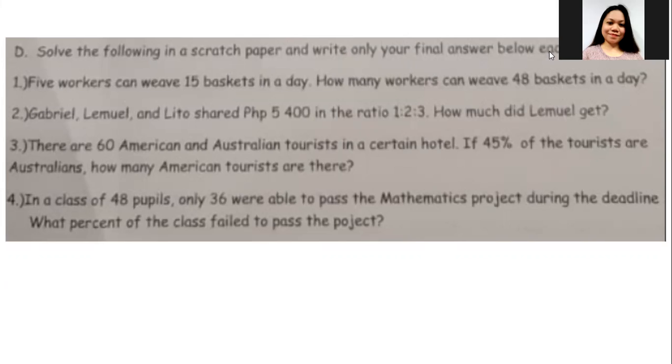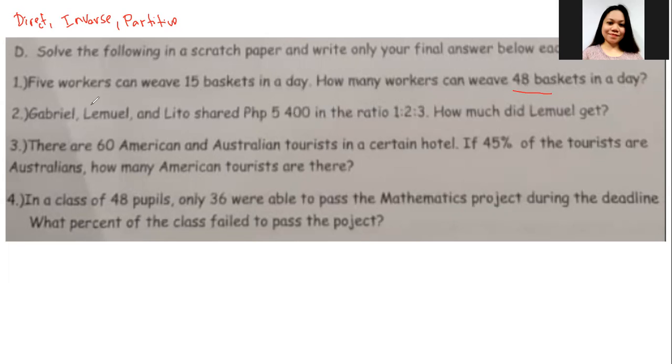Okay, next one says, solve the following on scratch paper, write only your final answer. So let's discuss this one first before we actually answer. Let's try to find out if it's a direct ratio, inverse ratio, or partitive ratio. All right. So 5 workers can weave 15 baskets in a day. How many workers can weave 48 baskets in a day?